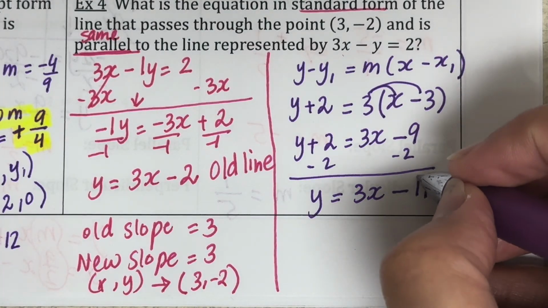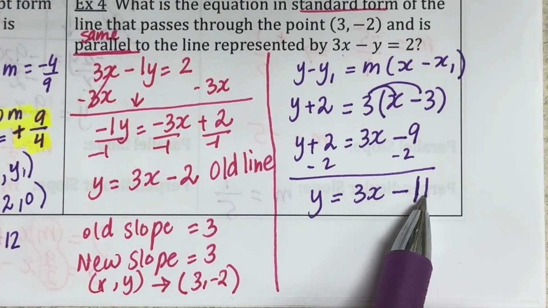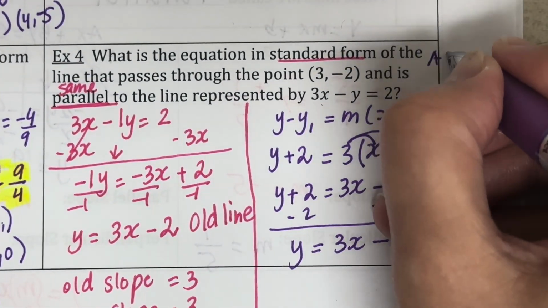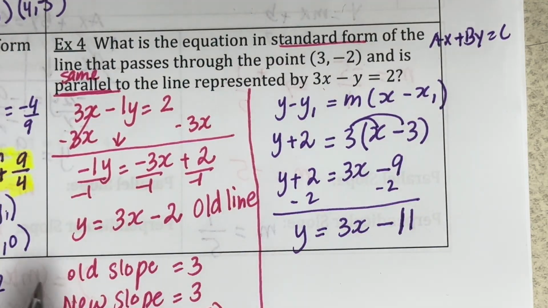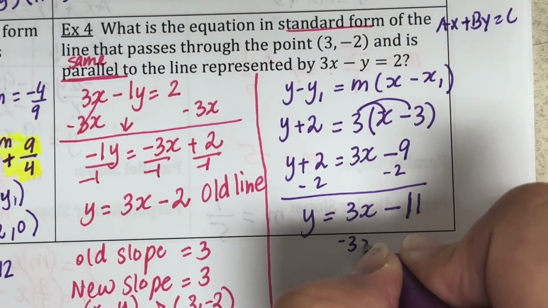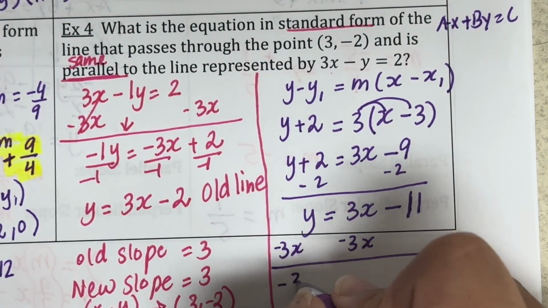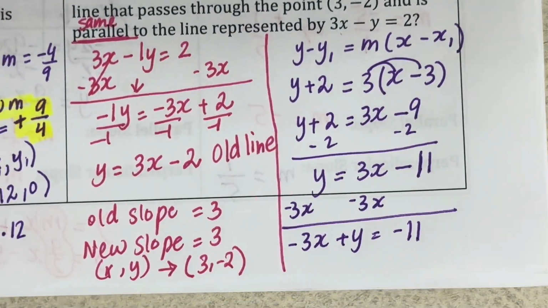Now this equation is written in slope-intercept form. I need it written in standard form, which is ax plus by equals c. That means x needs to be together on the same side as y. So -3x on both sides. So -3x plus y equals -11.